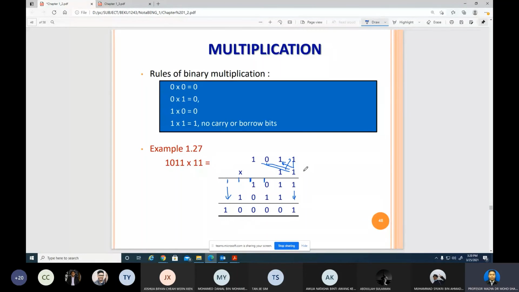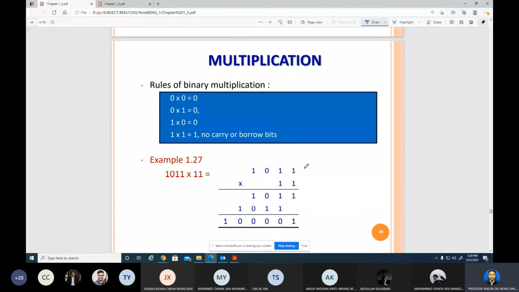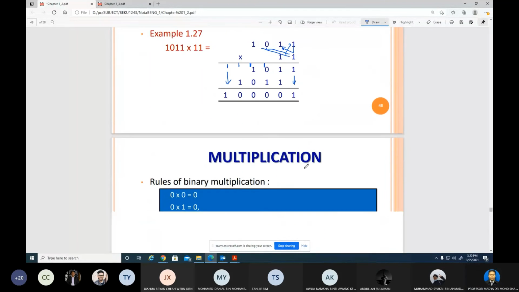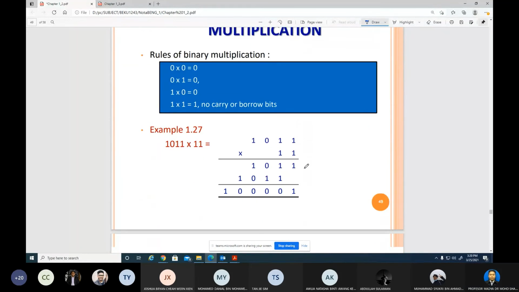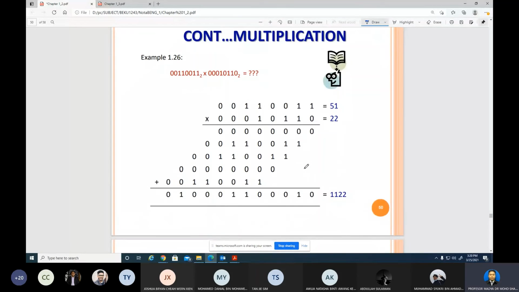First you have to multiply. I think it's similar to decimal. It's the decimal number, so we implement the same steps. This is some example for the multiplication. You can see this example. I think you can try this one at home. I will not explain this one in detail, so you can do it one by one.